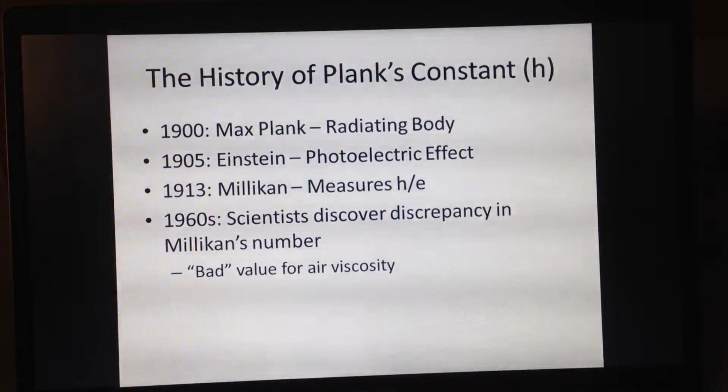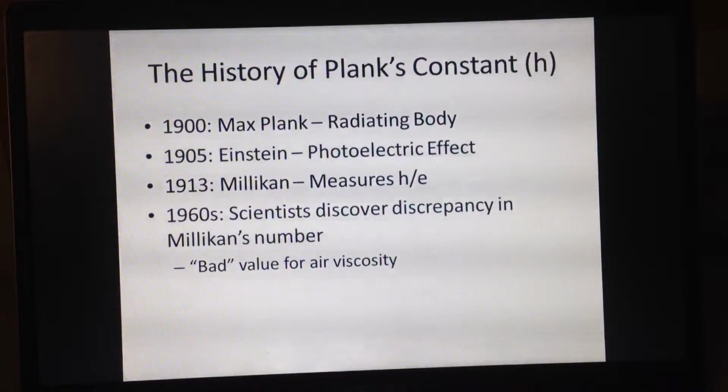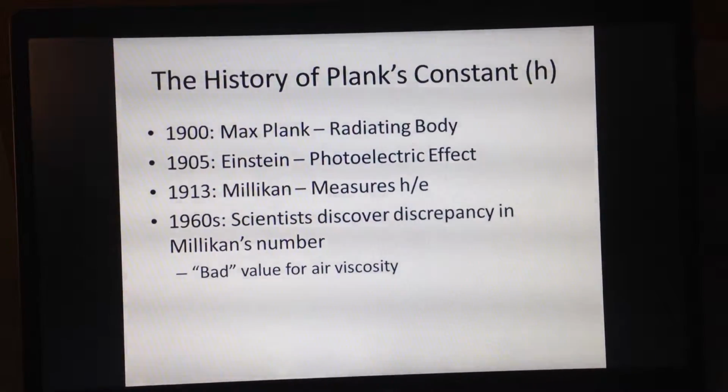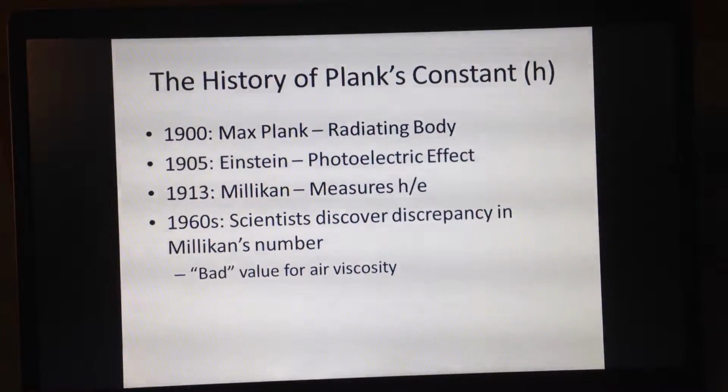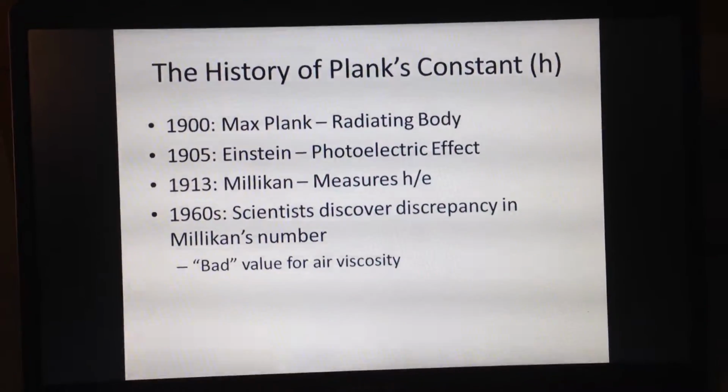Then in 1913, Millikan combined known values to calculate h over E. However, in the 1960s, scientists discovered that he used a bad value for air viscosity, skewing his results.